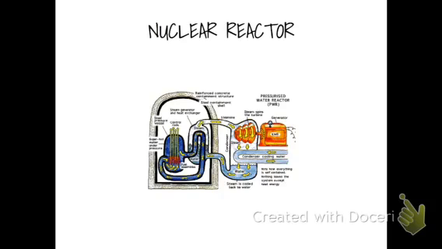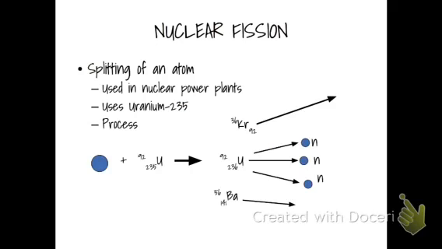And you've got a picture of a nuclear reactor. It shows you how the water cools everything down, but basically it's still running like a turbine. They're using the energy given off in the nuclear fusion to still heat water, still run a turbine, and create electricity. And then you've got nuclear fission, which is the reaction that's going on in that reactor. It's the splitting of an atom, and it's used in power plants, uses uranium-235.